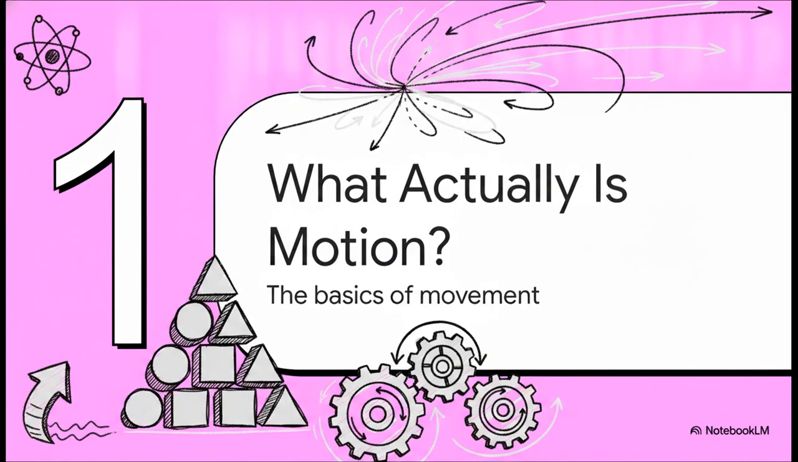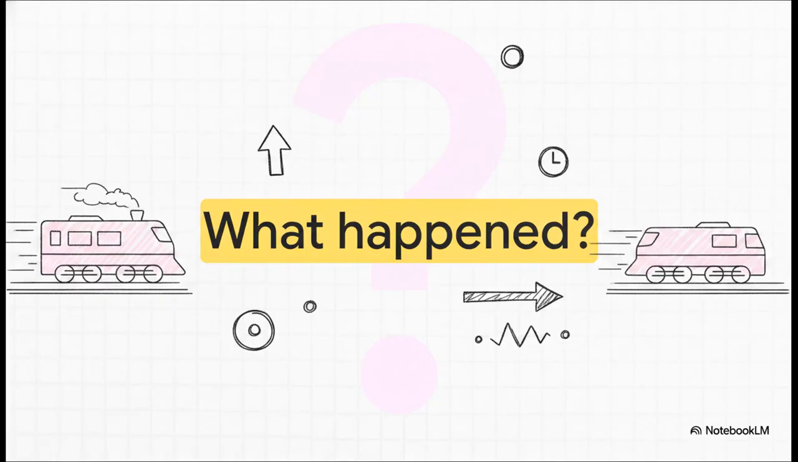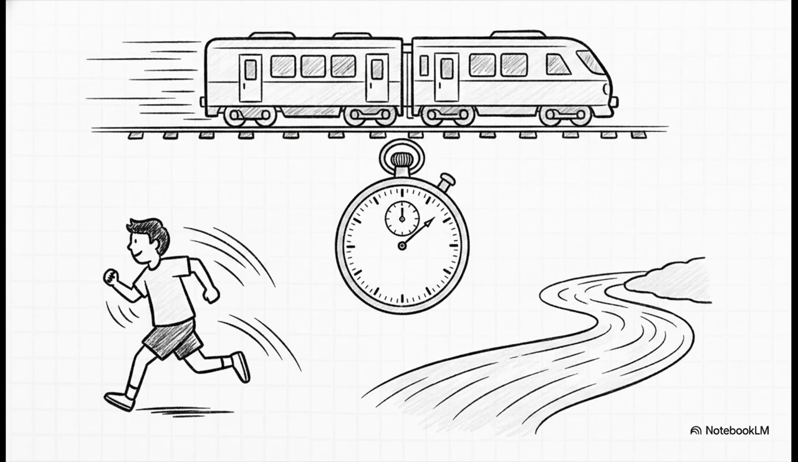Section 1. What actually is motion? The basics of movement. I want you to just picture a really simple scenario. Imagine you're standing on a railway platform. A train approaches you, rushes past the platform, and then completely disappears into the distance. So what exactly just happened from a purely scientific perspective? Well, the answer is incredibly elegant in its simplicity. The train changed its position with time. That's it. That basic change in position over time is the absolute essence of motion.